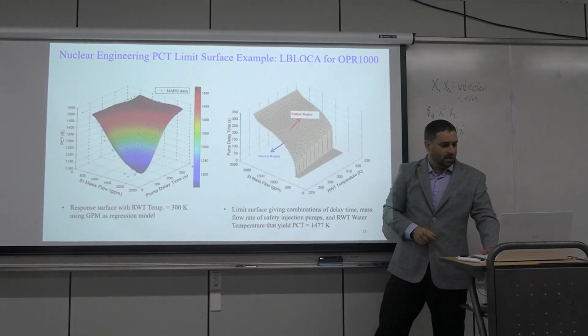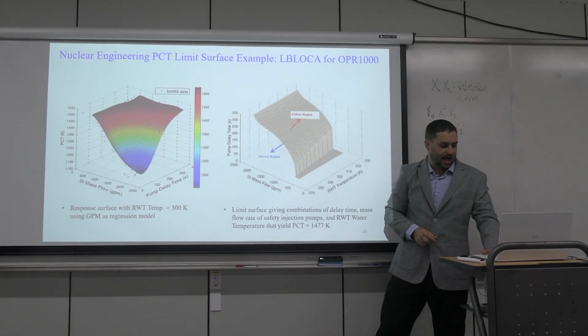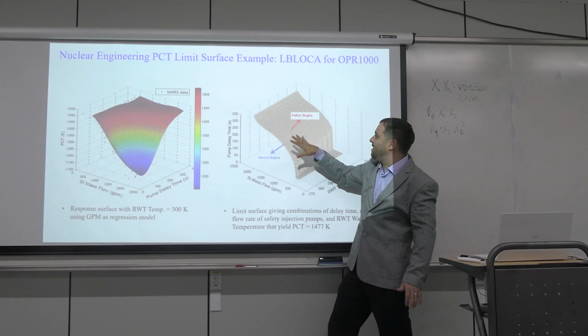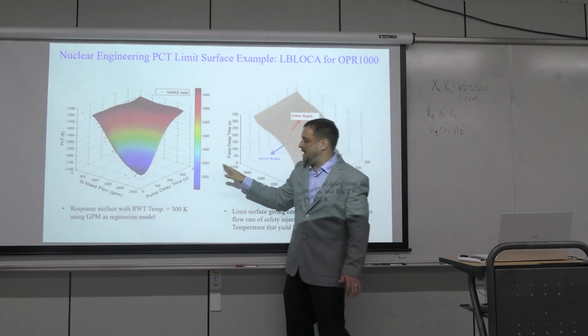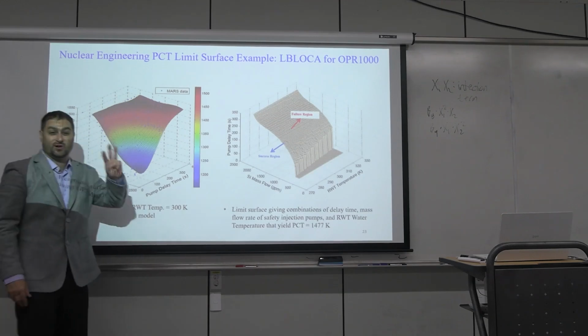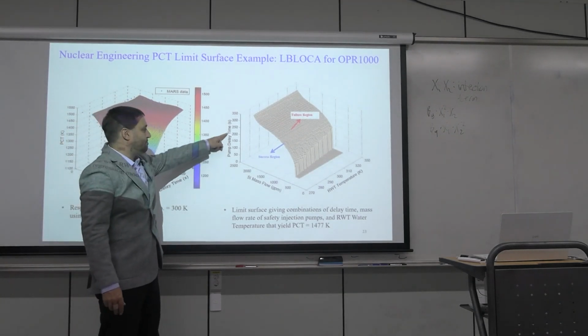And so here is an example of the response surface, and then the limit surface. And in this example, we have 3 input variables. One is the pump delay time.